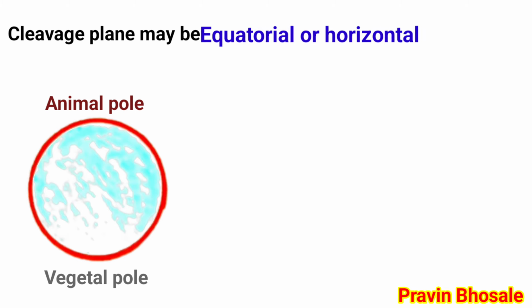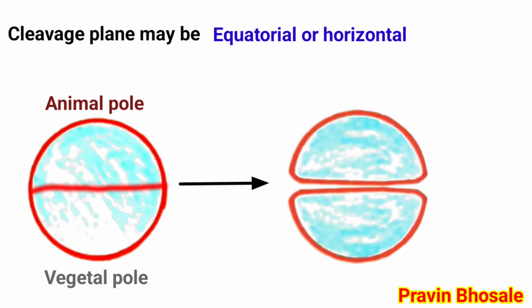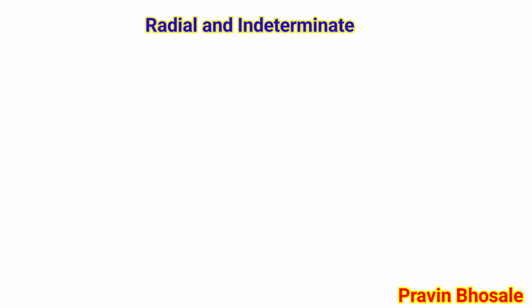It can be equatorial or horizontal, meaning the cleavage furrow divides the egg at its equator, running perpendicular to the main animal-vegetal axis. It is radial and indeterminate.